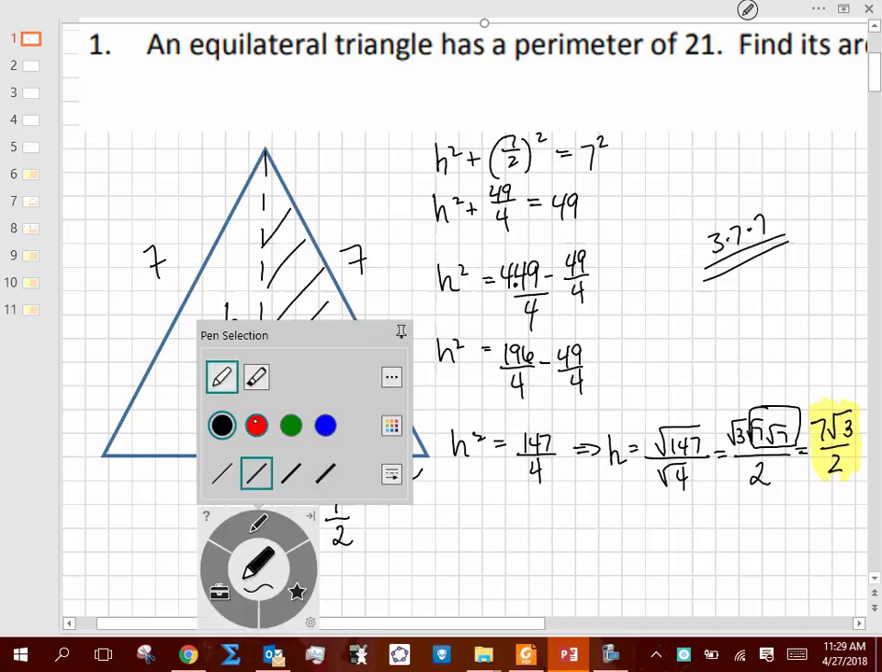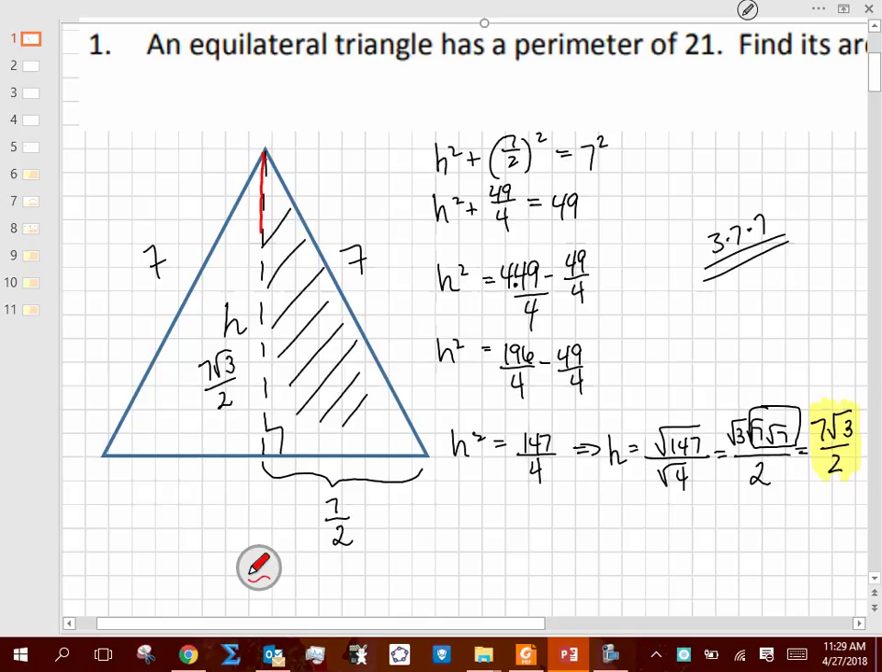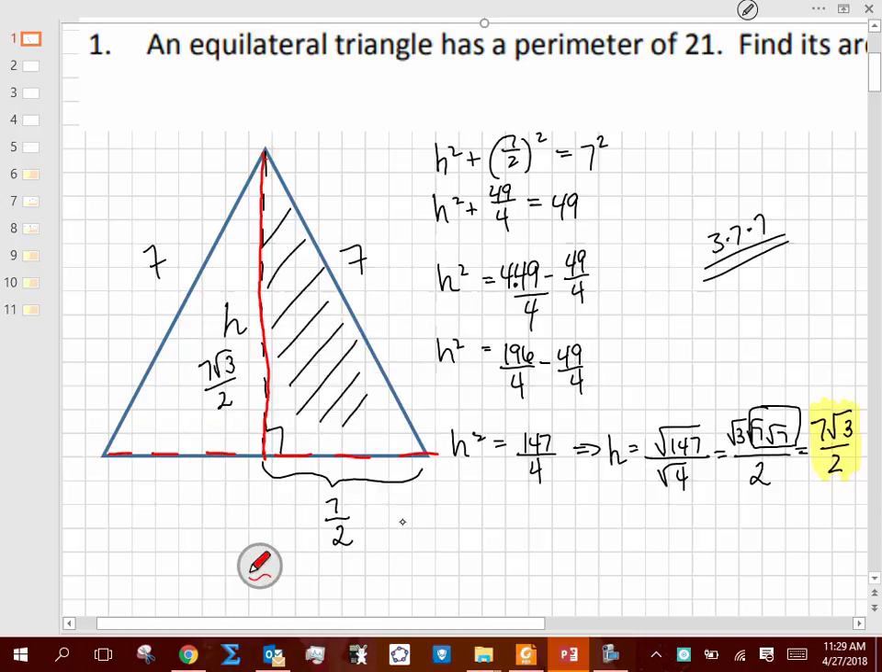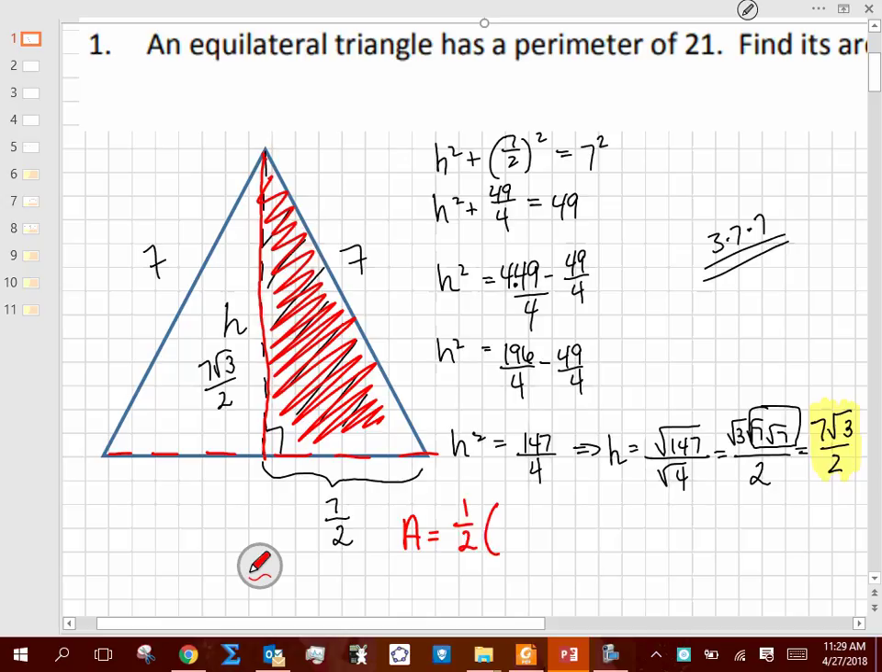If that's my altitude, that's that right there. That has to be my base, doesn't it? And what was the length of that base? 7. It's just 7. If you said the base was 7 over 2, you're only finding the area of that triangle. We want to find the area of the whole thing, right? So you could do that red triangle and then double that. But I'm just going to use 1/2 the original triangle, which would be the whole thing, which is base of 7, and now times my altitude of 7 radical 3 over 2.